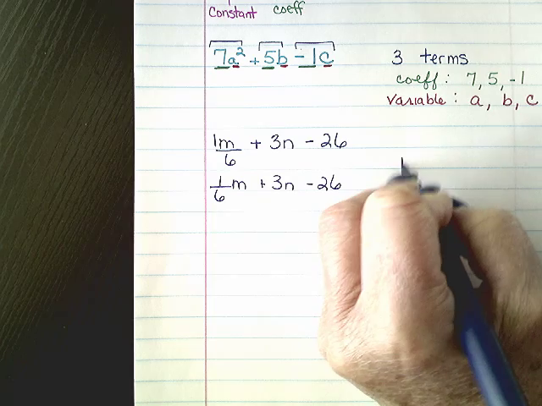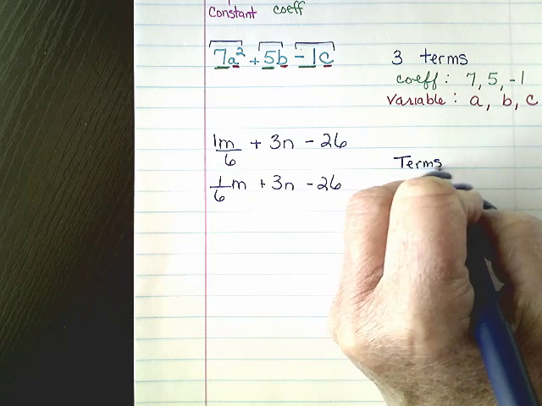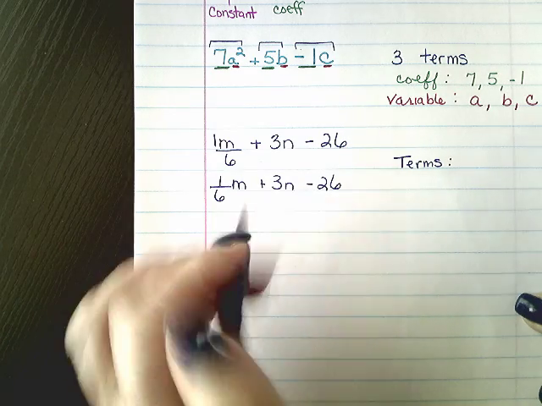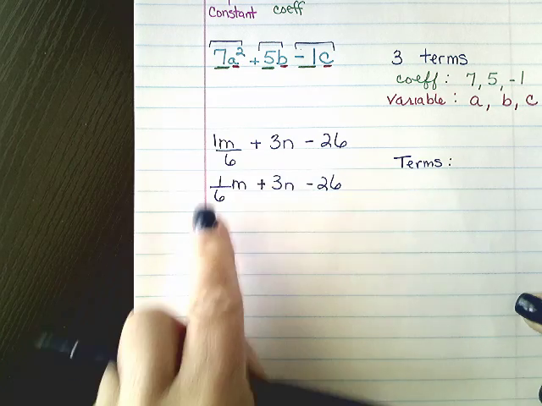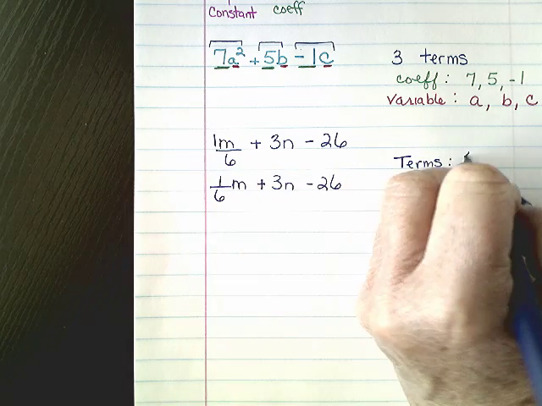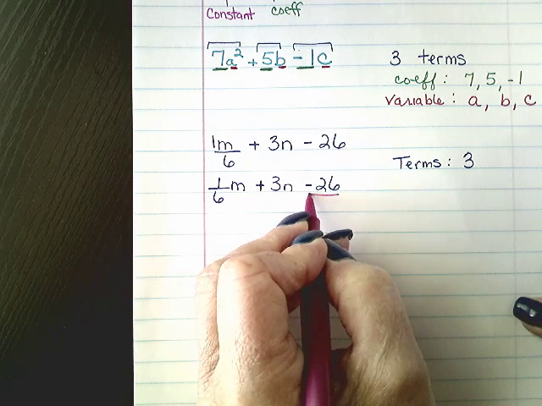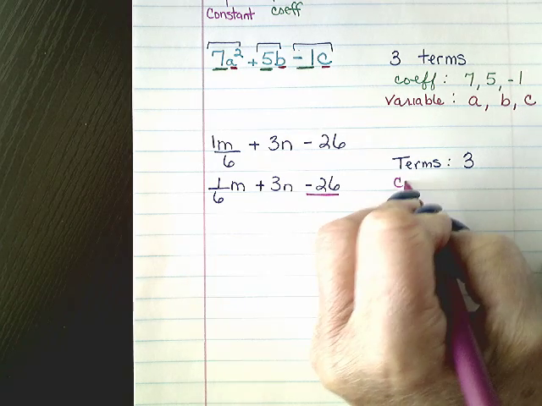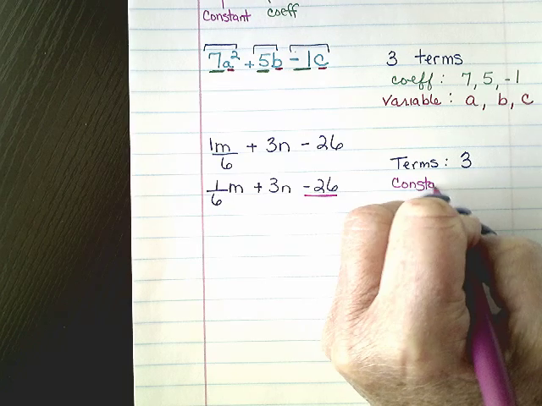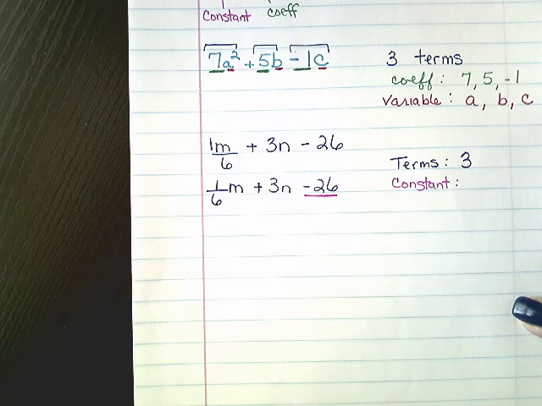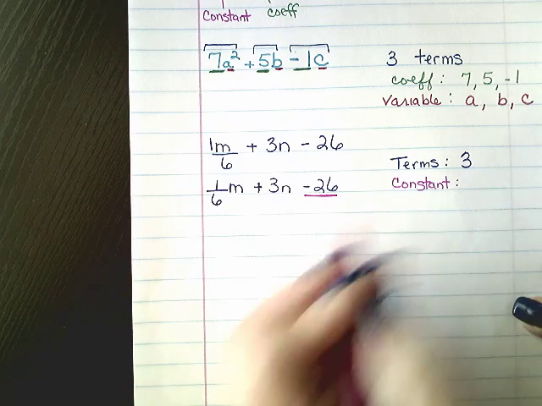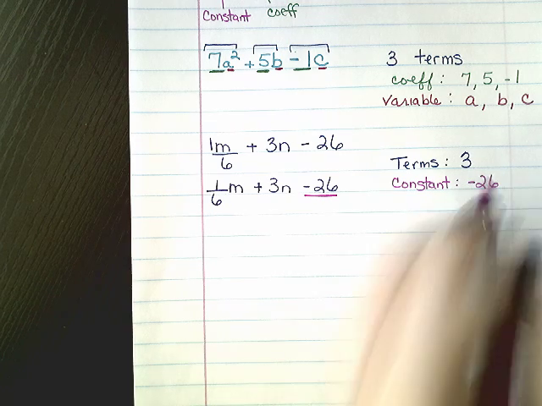So how many terms do we have? Remember, terms have to be broken apart by a plus or a minus sign. We have 1, 2, 3. So we have 3 terms. Do we have any constants? Okay, so we have a constant, and that's the number that stands alone. There's no variables with it at all, and that would be -26.